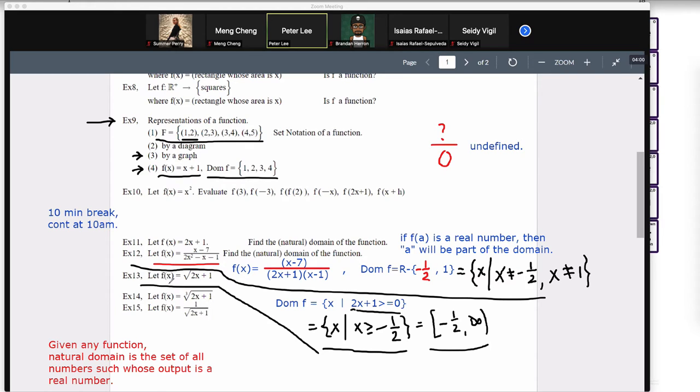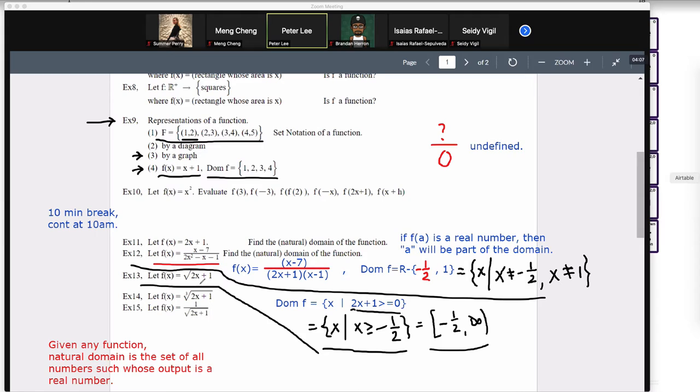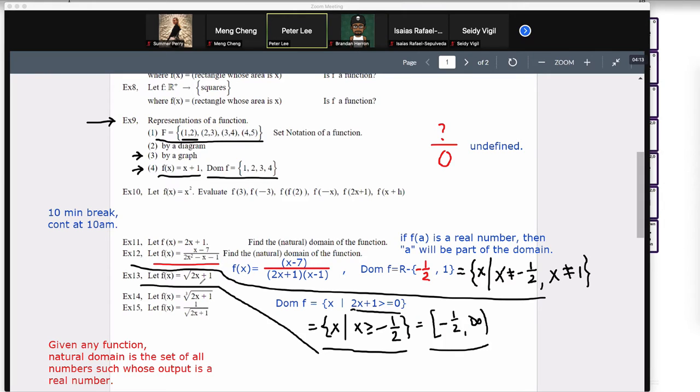So, for example, if x equals, let's say, minus 10, then square root of 2 times minus 10 plus 1 is square root of minus 19. And square root of minus 19 is not a real number. Therefore, the input, minus 10, is not part of the domain. So in order to be part of the natural domain, what must be the case? 2x plus 1 must be greater or equal to 0. And then when you solve that for x, this is what you get, and that is the natural domain.